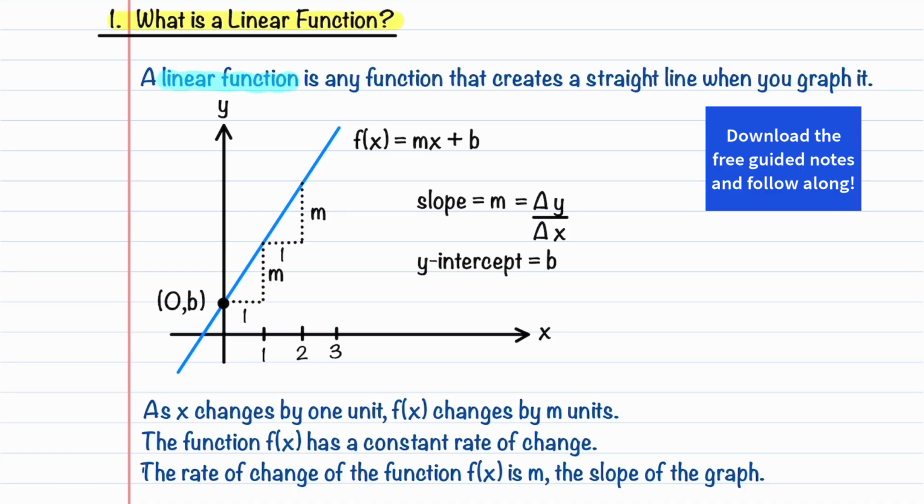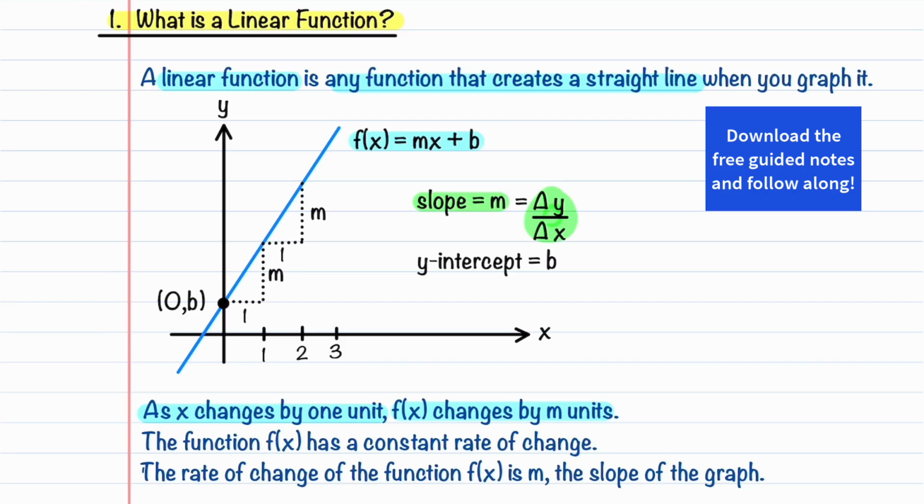A linear function is any function that creates a straight line when you graph it. A linear function is written as f of x or y is equal to mx plus b. The slope of a linear function is equal to m, and m is just the change in y divided by the change in x. As x changes by 1 unit, f of x changes by m units.